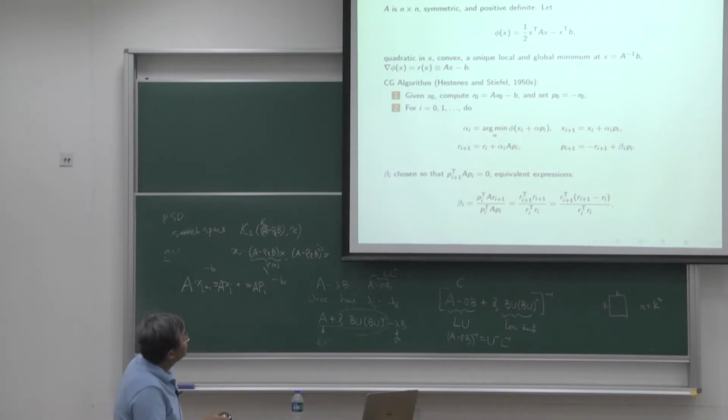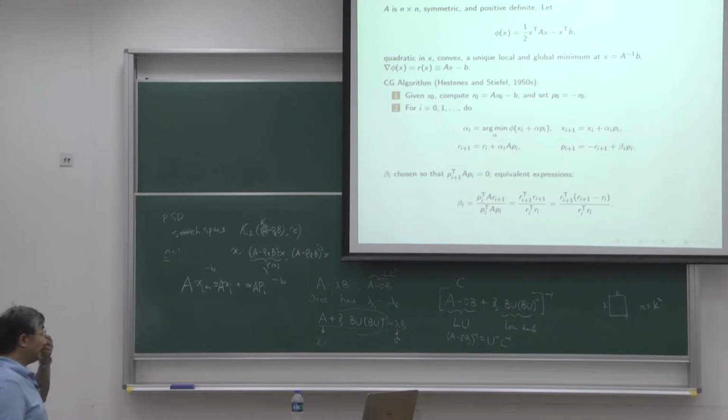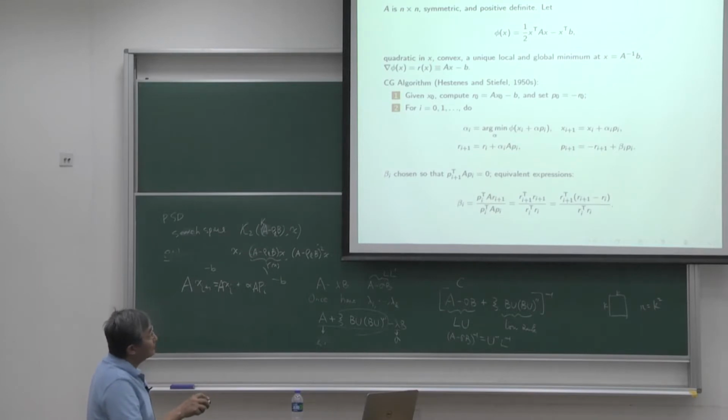Then the key part is this. The next direction is the negative residual plus beta i p_i. How do you get beta i? Beta i is chosen to make sure p_i and p_{i+1} are A-orthogonal. It turns out there are a lot of optimality properties for CG as a byproduct. That's very interesting. You can read the book.